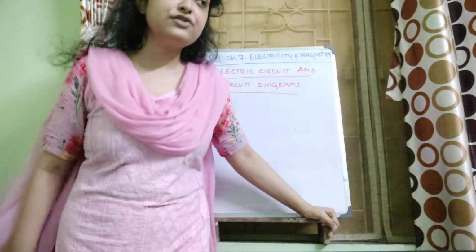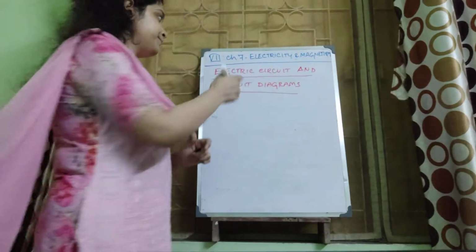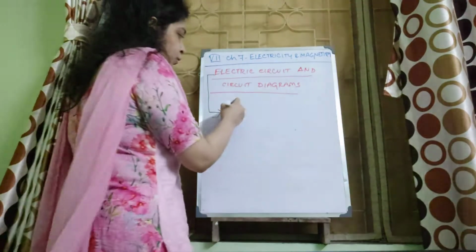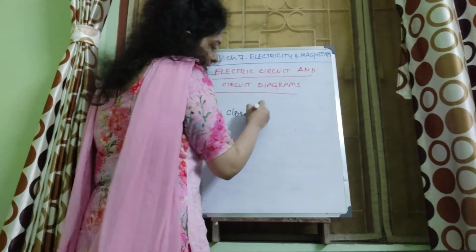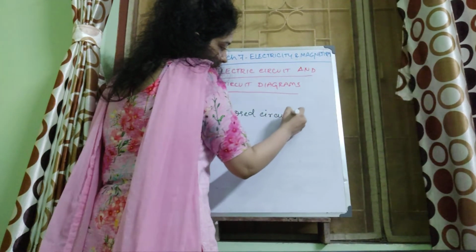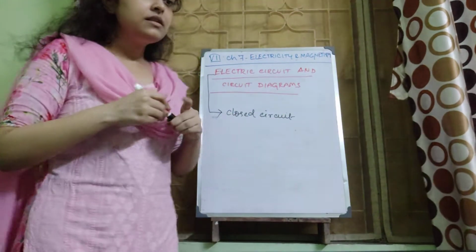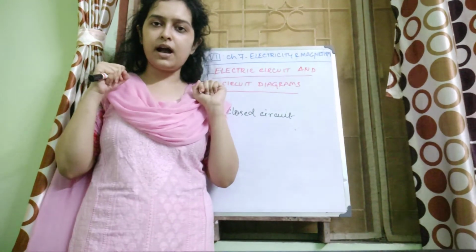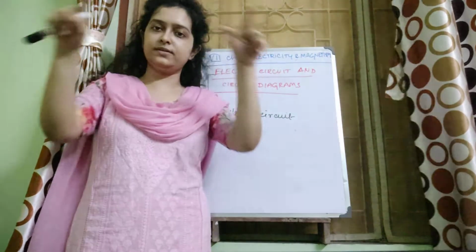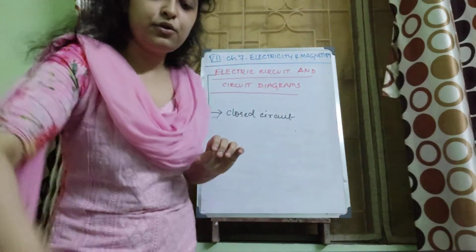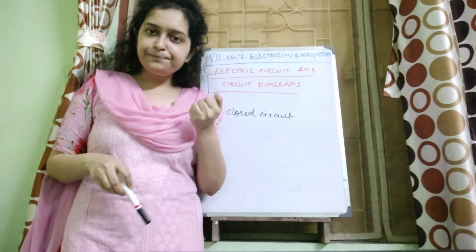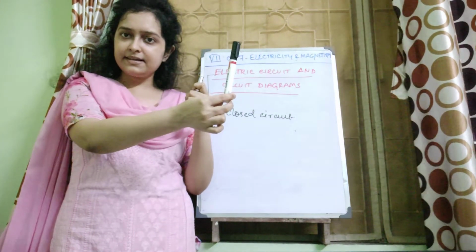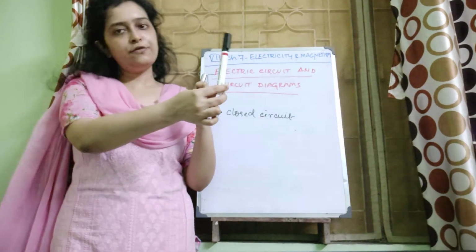So basically, electric circuit is of two types. One is the closed circuit. Closed circuit means when the current is able to flow. There is a closed path for the current to flow. Current cannot flow without a closed, complete path. So, the cell, the bulb, and the connecting wires, and current will be flowing.